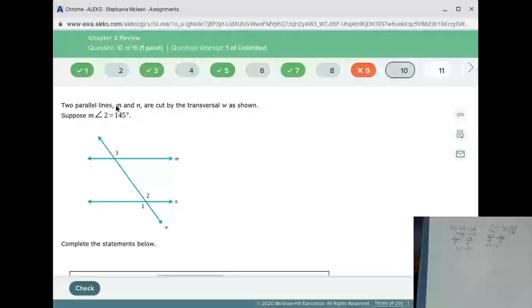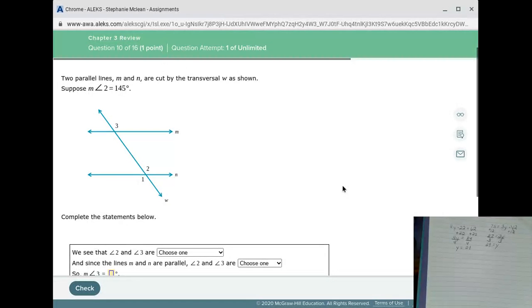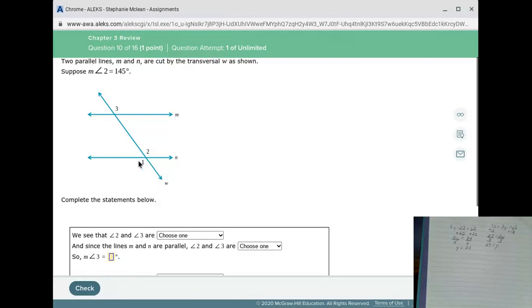If two parallel lines M and N are cut by a transversal W, as shown, the measure of angle 2 equals 145 degrees. We see that angle 2 and angle 3 are, and they're going to give us choices here: corresponding angles, vertical angles, alternate interior angles, alternate exterior angles. They're on the same side of the line, so they're not alternate. They're not vertical angles because they don't lie on the same line.